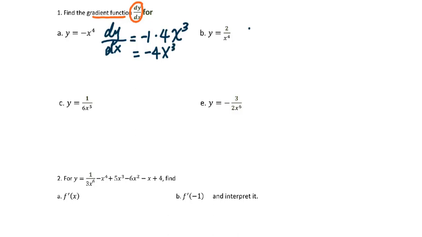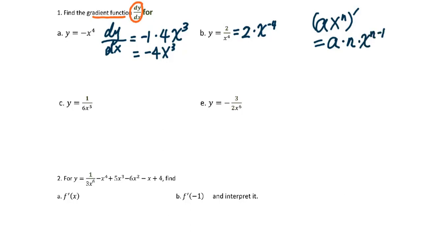For b, first of all, you need to change into single power form. That is 2 times x to the negative 4th power. We know this is the rule for derivative. You will get the coefficient stays and n times x to the n minus 1th power. Then remember the derivative for x is 1. For a constant number, that is 0.